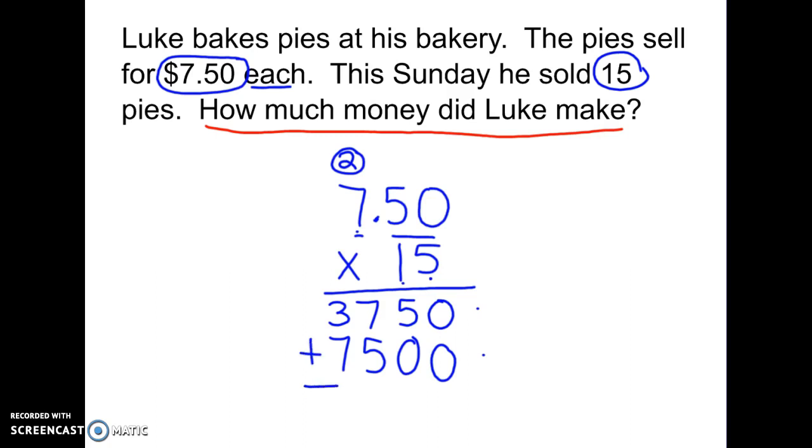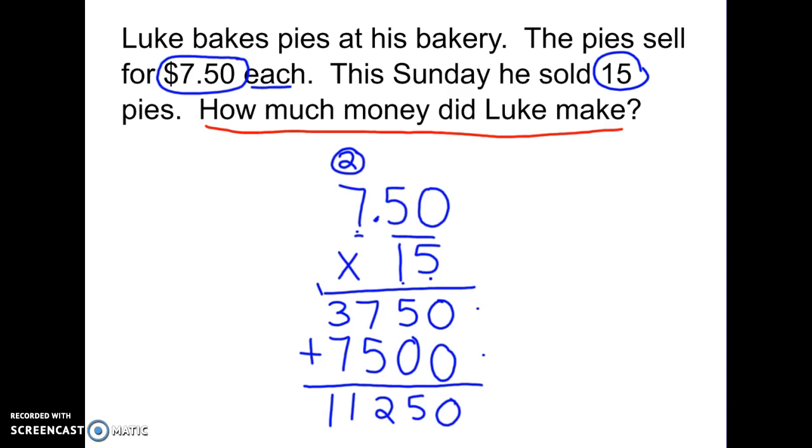Okay, I'm going to add up those two parts. 0 and 0 is 0, obviously. 5 and 0 is 5. 7 and 5 is going to give me 12. I'm going to carry the 1. And 7, 3, and 1 is going to give me 11. So now it looks like 11,250. However, so far I've been just multiplying as if that was 750 times 15.